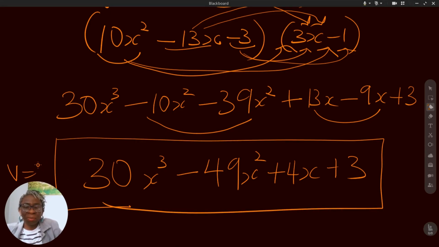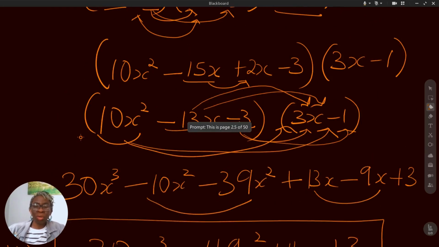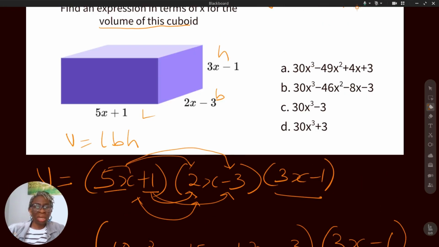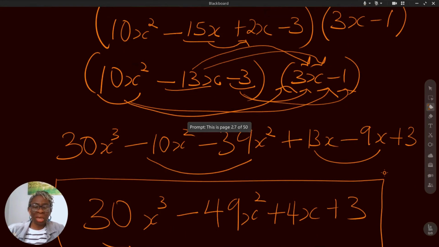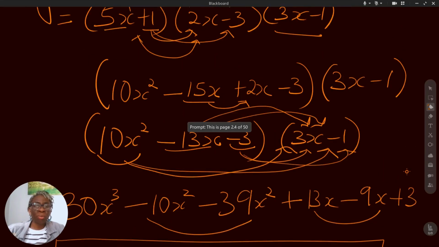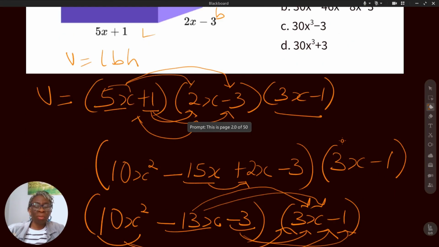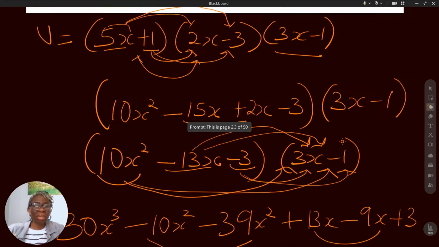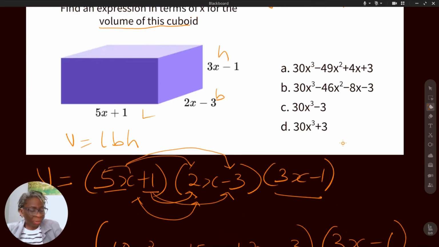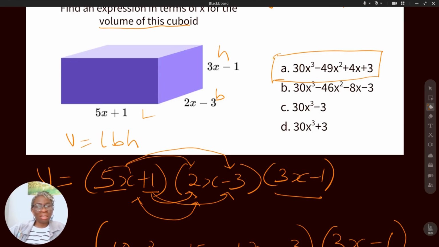So this is the expression for the volume of this cuboid. So now let's see, do we have our answer there? We have 30x cubed, that's the first one, minus 49x squared, then plus 4x plus 3. So the correct answer is this.